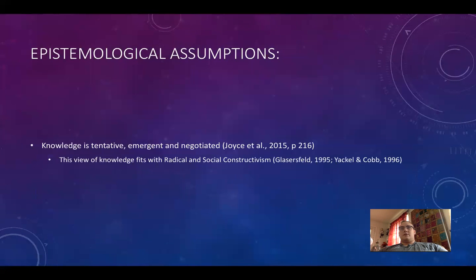Basing this model is a statement on truth. So the idea is that knowledge is tentative, emergent, and negotiated, from the authors of this model, and that fits with radical and social constructivism from Glasersfeld and Yackel and Cobb. It's just the idea that learning doesn't happen in a vacuum. And while students have to relate knowledge to what they know, it also emerges over time with discussing things with peers and with experts.